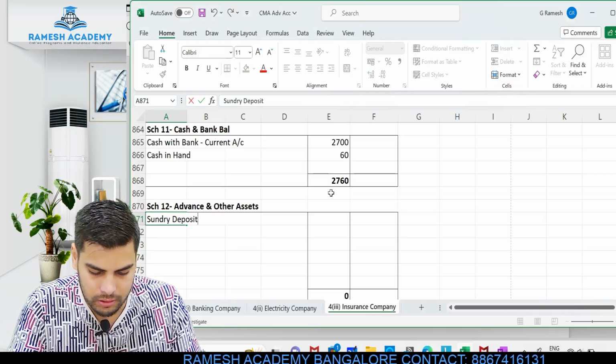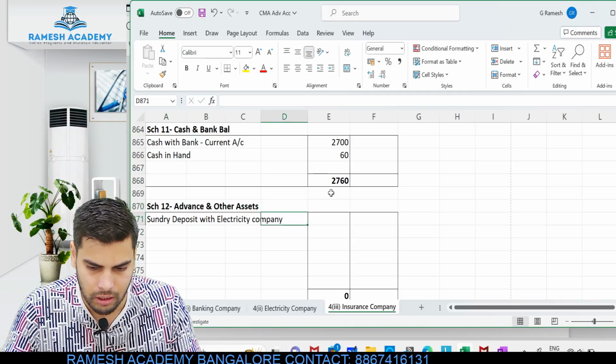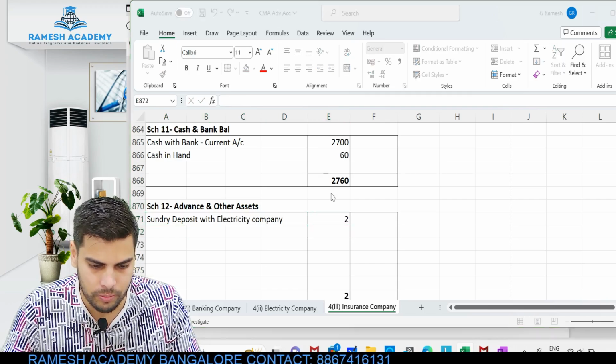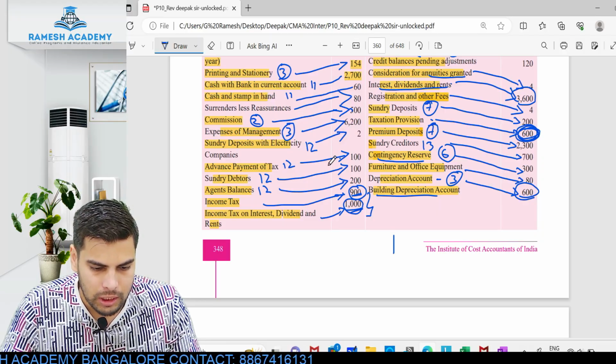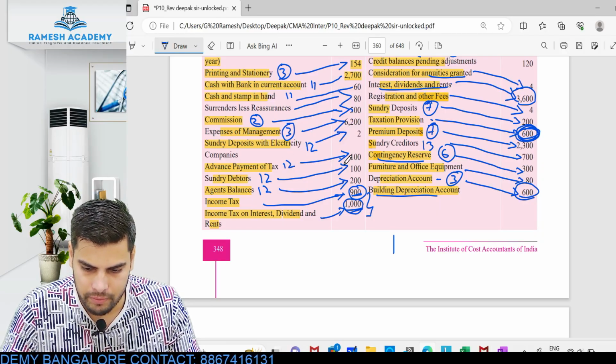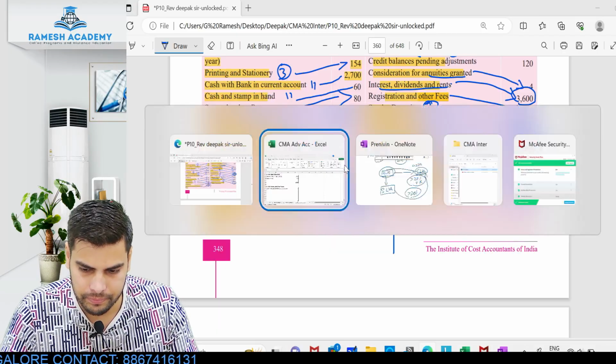Sundry deposit with electricity company. How much is it? This is 2 rupees, right? Then we have got advance payment of taxes, which is 100.